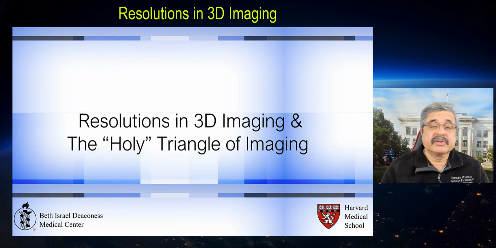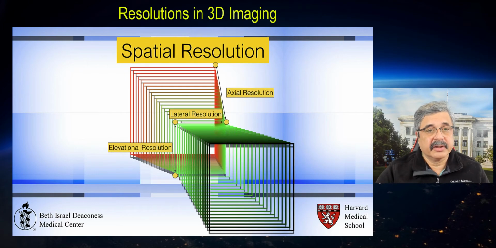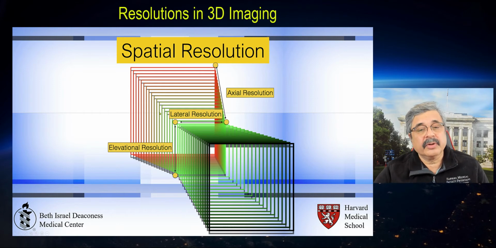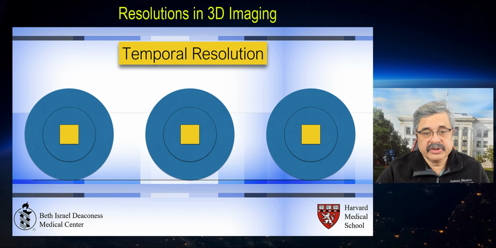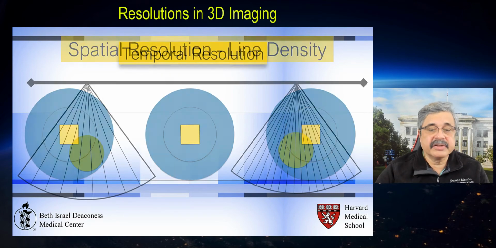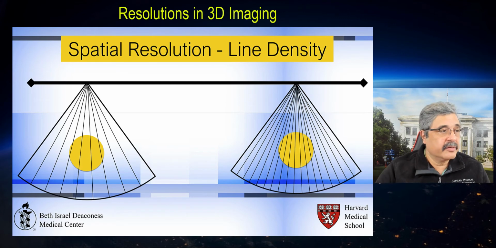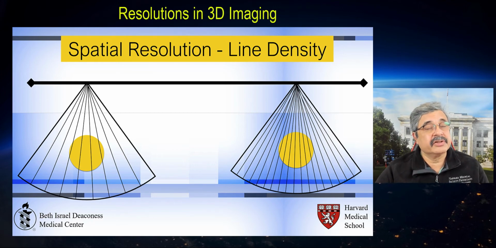And therefore, this brings us to the resolutions in three-dimensional imaging, and finally, the knowledge of the holy triangle of imaging. The spatial resolutions that are more important to know are the axial, which is front to back, the lateral, side to side, and the elevational, above and below, the ability to distinguish objects. Temporal resolution is essentially knowing the precision, the speed, and the direction of the motion of an object. Now let's see what determines each of these resolutions and how they impact three-dimensional imaging. Spatial resolution is purely a determinant of line density, which is fixed for a transducer. The number of lines coming out of a transducer is fixed.